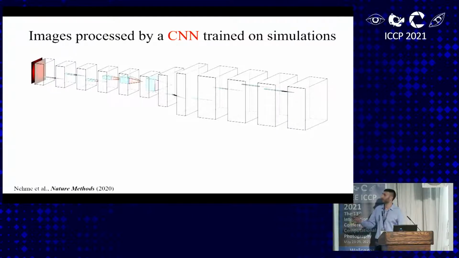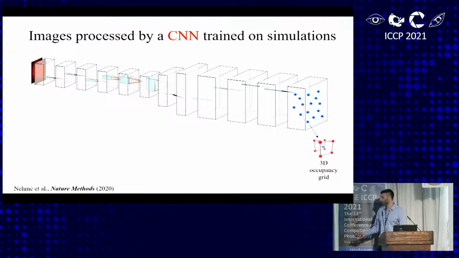And this is done by a convolutional neural network trained on simulations. Now, specifically, this architecture is not a standard one. We proposed it in our work from last year. But what you really need to know about it is that it takes the concatenated 2D images and outputs a 3D occupancy grid where occupied voxels are essentially emitters, standing for localized emitters.